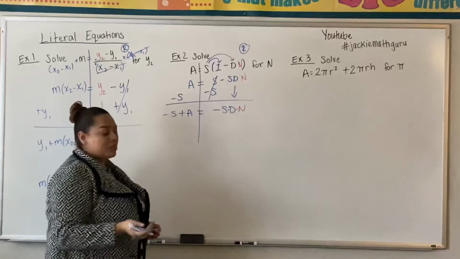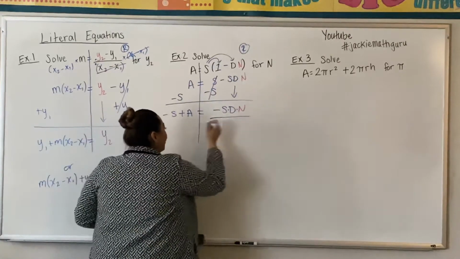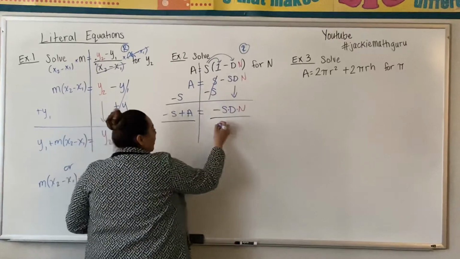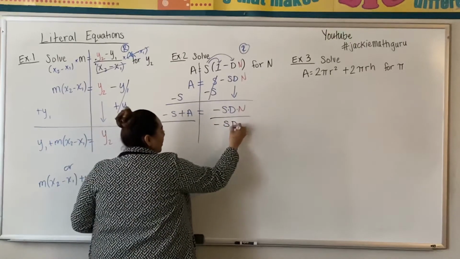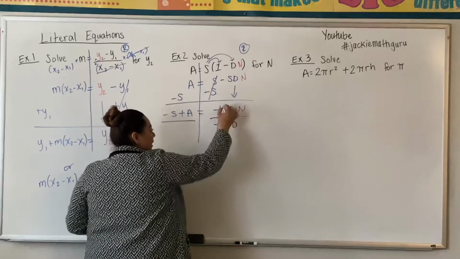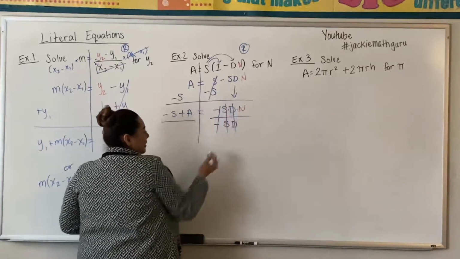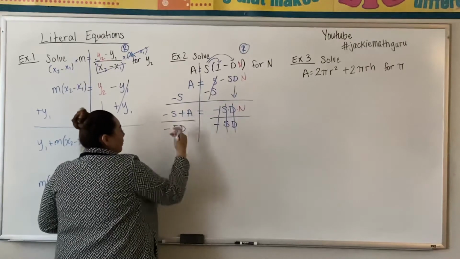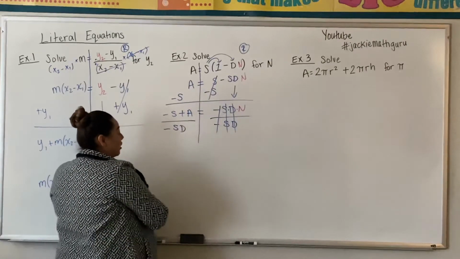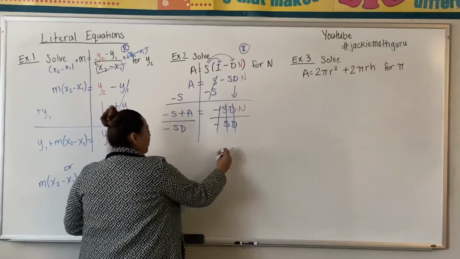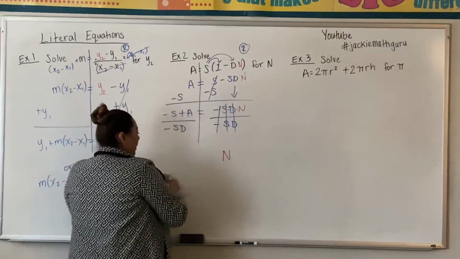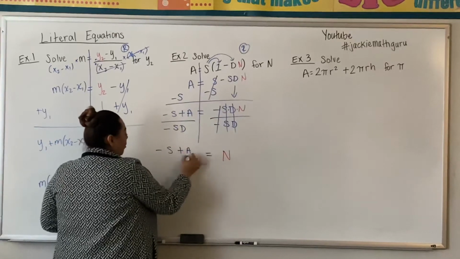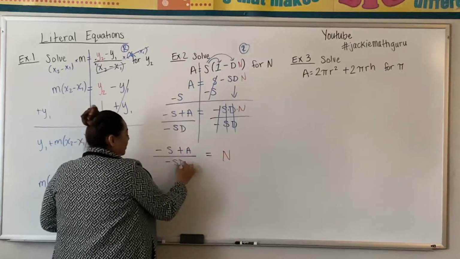Opposite of multiplication is division. When we divide in this case, we can send everything over to the other side. So it's going to be negative sd. Negative cancels the negative, the s cancels the s, and the d will cancel the d. So we got negative sd. Whatever you do on one side, you have to do it on the other, so it could be equal. We bring down our n equals negative s plus a over negative sd.